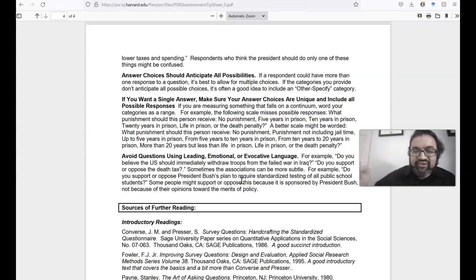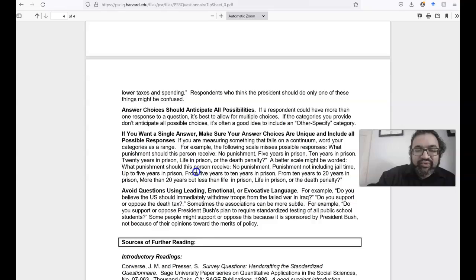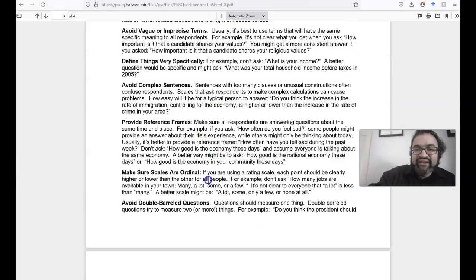So, do you believe the U.S. should immediately withdraw troops from the failed war in Iraq? You're already leading them to give an answer. Instead, for instance, do you support or oppose the tax? So it's in the way that you phrase these questionnaires, and how you do that.